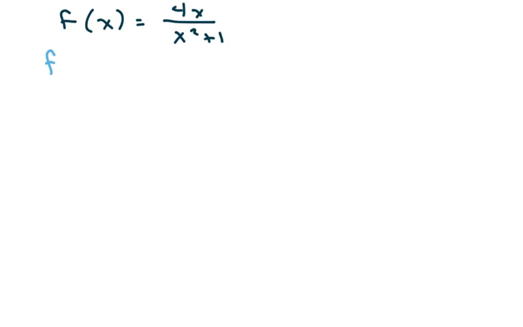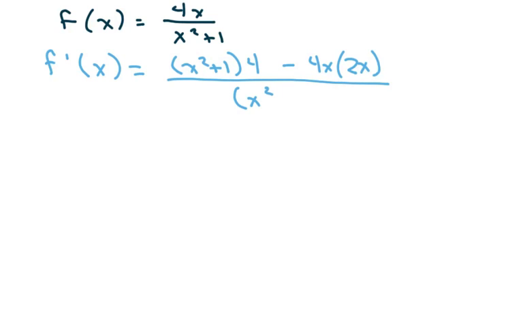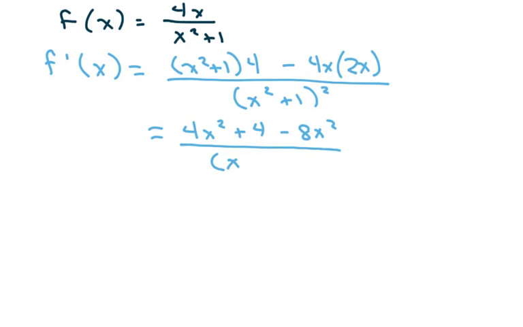The first thing we're going to do is take the derivative, and we're using the quotient rule. So I write down my denominator times the derivative of my numerator minus my numerator times the derivative of the denominator, all over my denominator squared. Cleaning this up, we get 4x squared plus 4 minus 8x squared over my denominator. This is going to be 4 minus 4x squared over (x squared plus 1) squared.